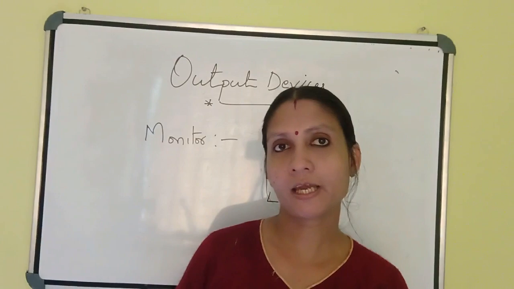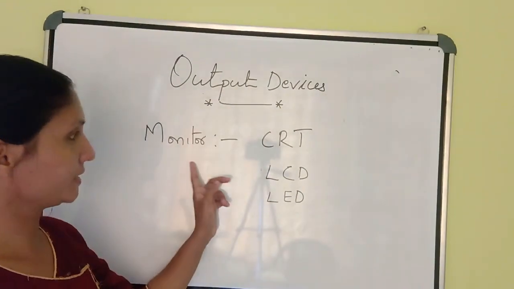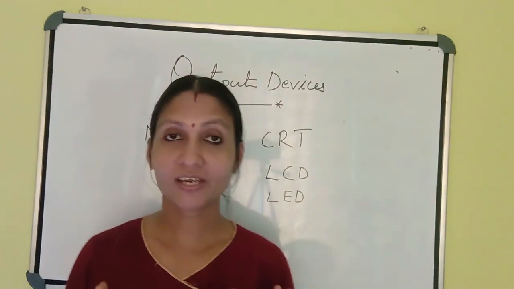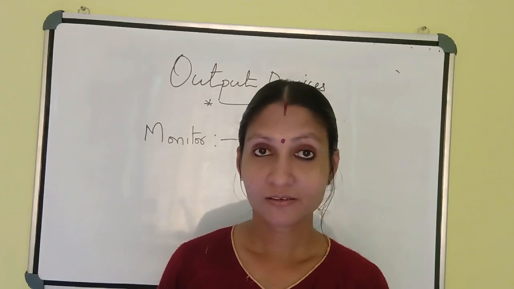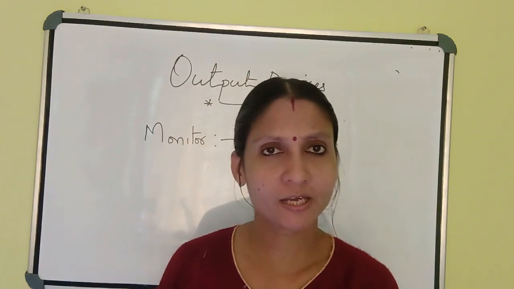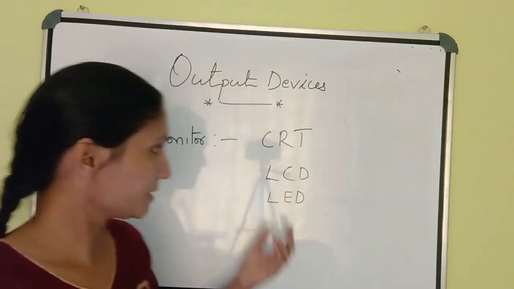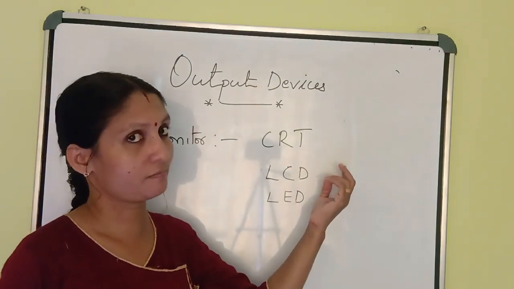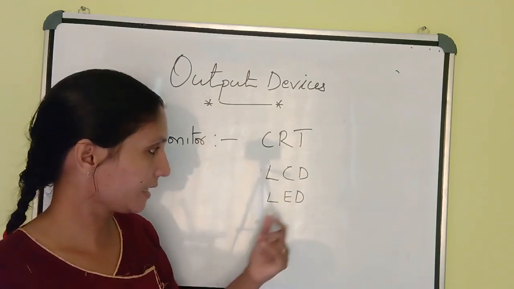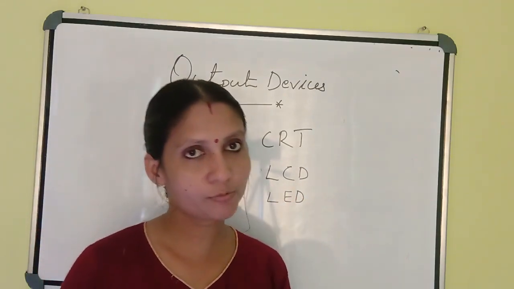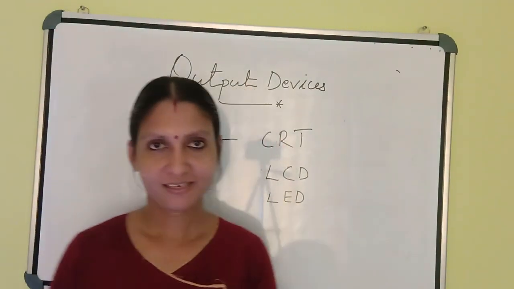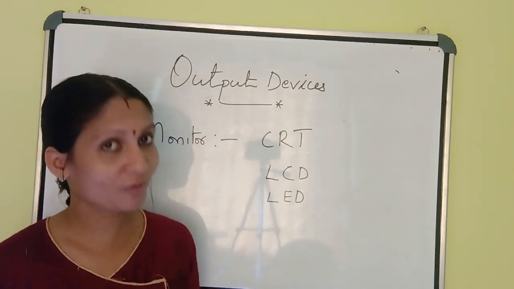Okay. First we will check about the monitor. What's the use of this monitor? To display the data or information, to display the result from the computer. We all know we are using different types of monitors. Previously we used CRT monitor, the big one, and then the second one is LCD and the third one is LED. There are three types of monitors. Let's check the details about these types of monitors.